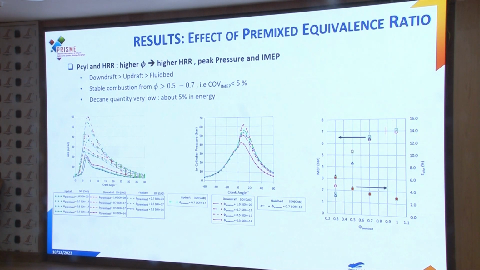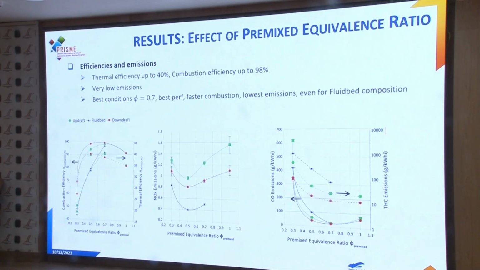We get very stable combustion from equivalence ratio of 0.5, and the best is around 0.7, and we can have a very stable combustion. And the decane quantity was very low, below 5% of energy, which is really interesting in terms of carbon footprint. If we look at the efficiency, we are able to get up to 40% of indicated efficiency, and for the combustion efficiency up to 98%.